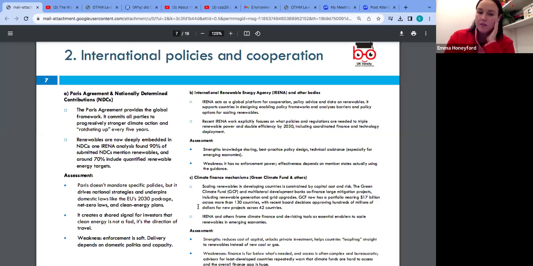So a weakness: enforcement is soft, so delivery depends on domestic politics and capacity. So we know that for those countries that haven't been submitting their 5-year plans, there isn't anything in place in terms of financial penalties. So that is a potential flaw.